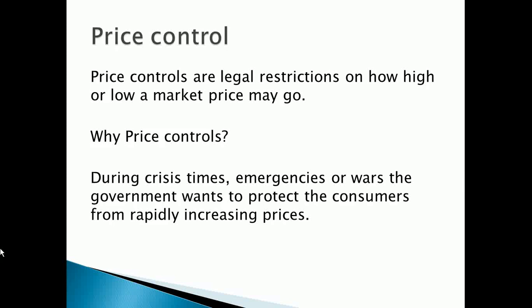There are two types of price control. We have the price ceiling and the price floor. The price ceiling is the maximum price set by the government, which any firm should not exceed. It is referred to as an upper limit for the price. And that price will always be below the equilibrium price.